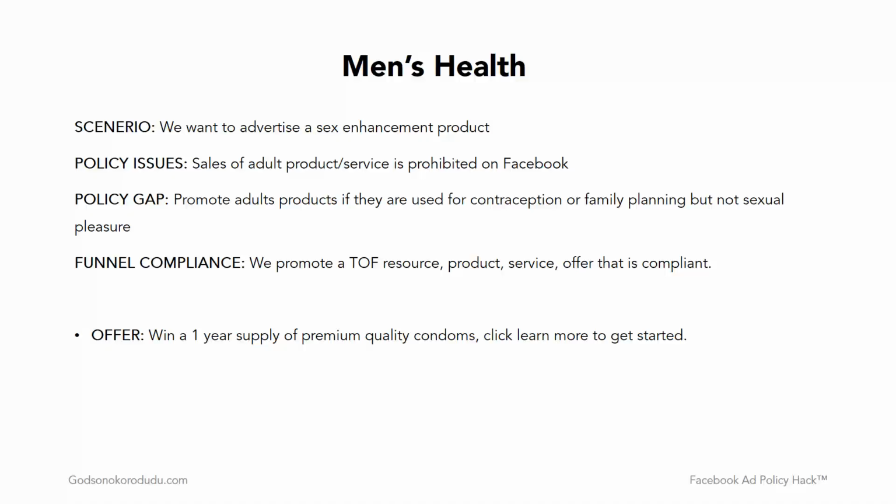So to promote this men's health product, this sex enhancement product, we're going to use a funnel compliance method where we promote the top of funnel. It could be a resource, a product, a service, or an offer. But whatever it is, it needs to be compliant with the Facebook policy on adult products. At the same time, it needs to be strongly related to the kind of product that we want to advertise. In this scenario we've created for ourselves, we're advertising a sex enhancement product.